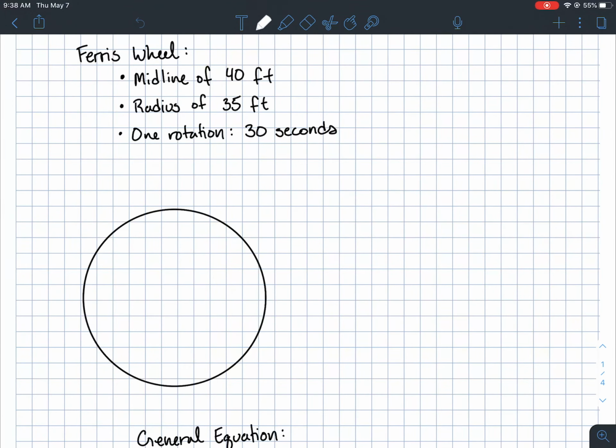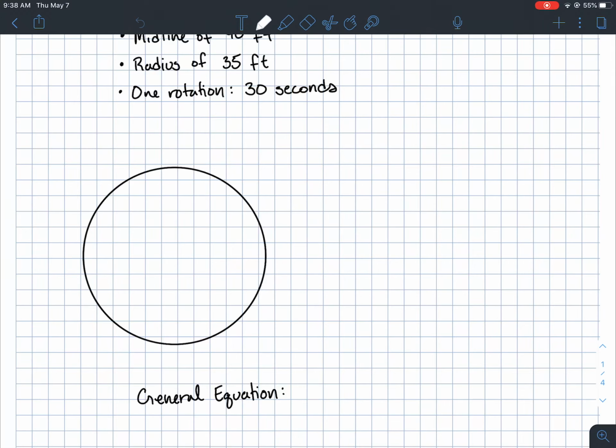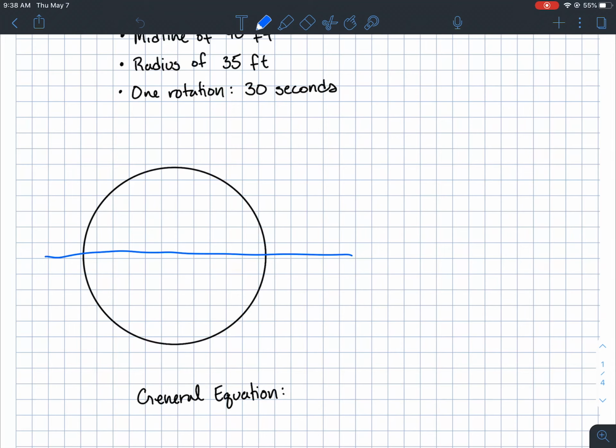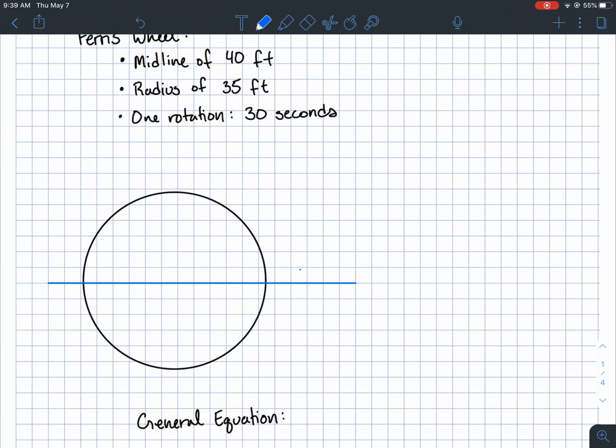So one of the things that we're going to look at here is just filling out our circle to get us started and ready to work on this. So our midline is the line that goes right through the middle of it. Okay, so there's my midline, and that midline has a height of 40 feet. Then I have a radius that is 35 feet. So from the middle out, we have 35 feet.